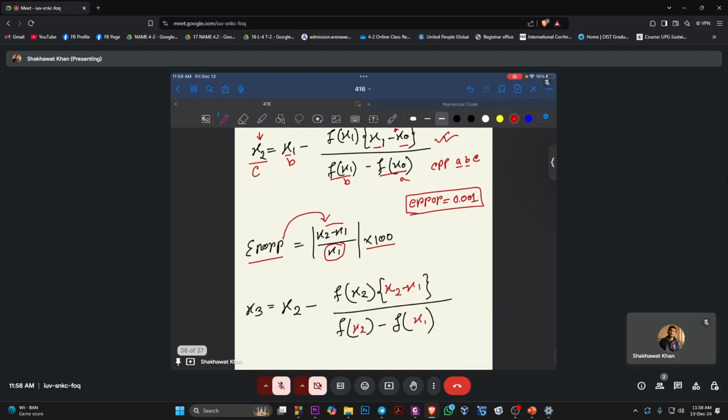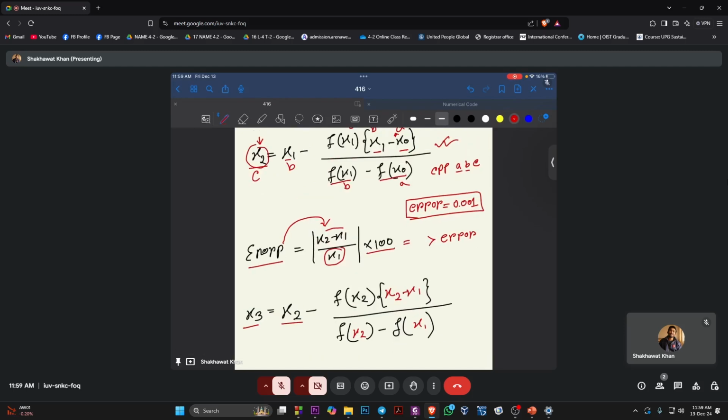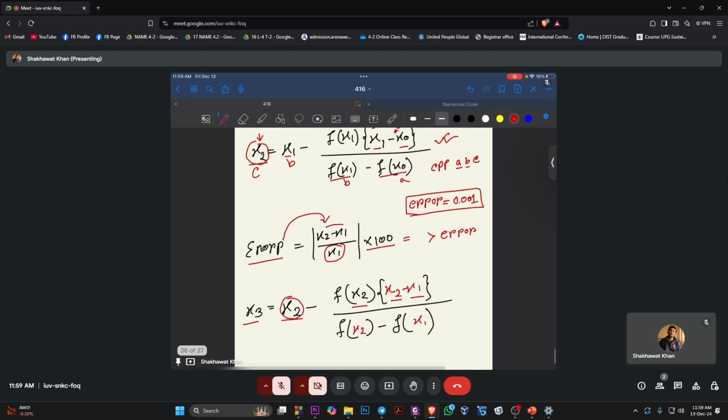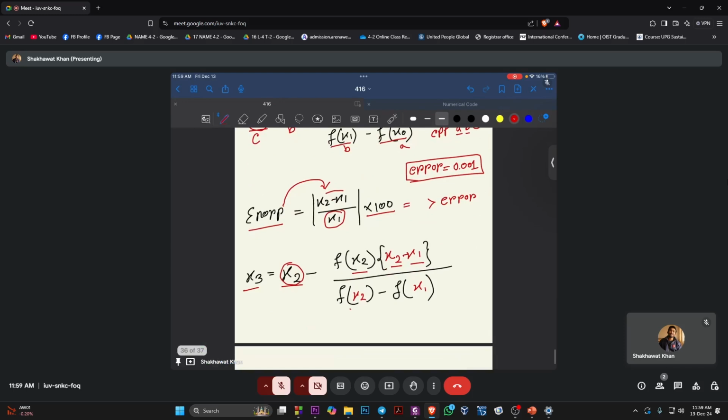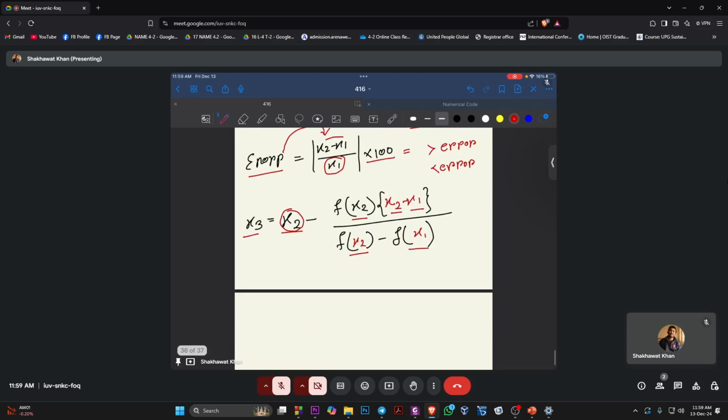If this error is greater than our error value, then we will evaluate another value, x3, using x2, with x2 minus f of x2 into x2 minus x1, divided by f of x2 minus f of x1. Using this iterative process again and again, whenever the error value becomes less than the desired error, we will find our solution.